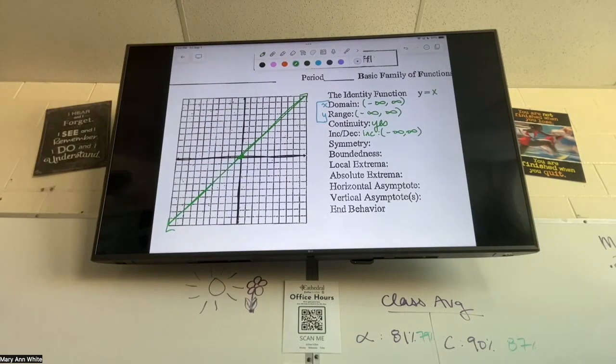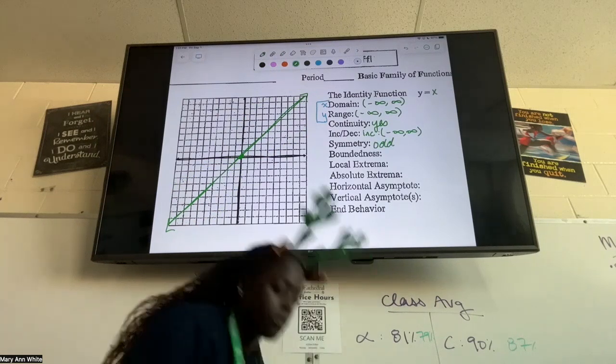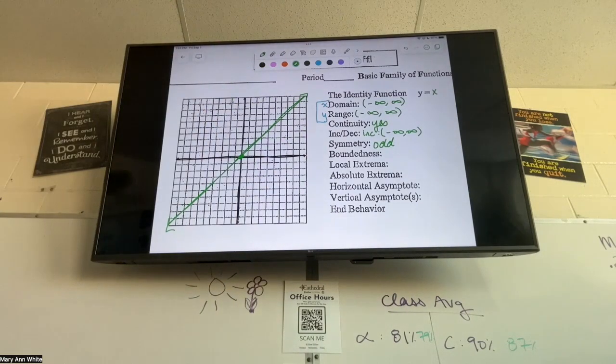Odd symmetry is what this is right here. If it's the same in the first quadrant and the third quadrant, we call that odd symmetry. So this is an example of odd symmetry. We'll do more of those to catch up on when it works or when it doesn't.